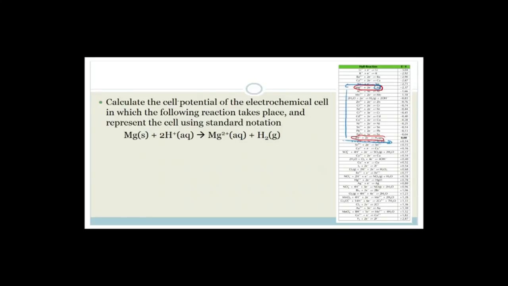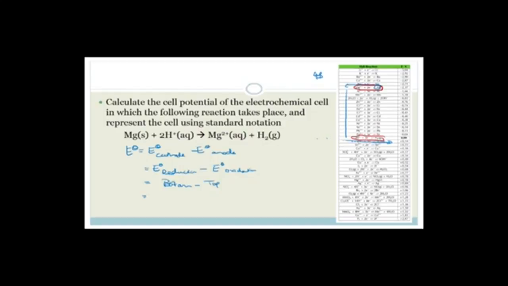Okay, so first of all, they say calculate the cell potential of the electrochemical cell. So do you agree that E theta cell is always E theta cathode minus E theta anode? Cathode reduction minus E theta oxidation. Or remember what I said to you, if you're using table 4B, it's going to be the bottom minus top. But let me just prove to you that this is the reduction.